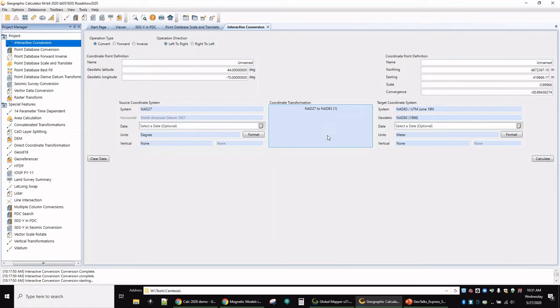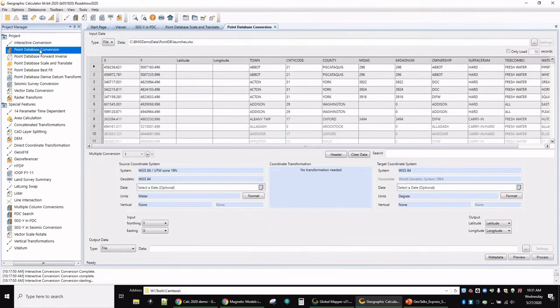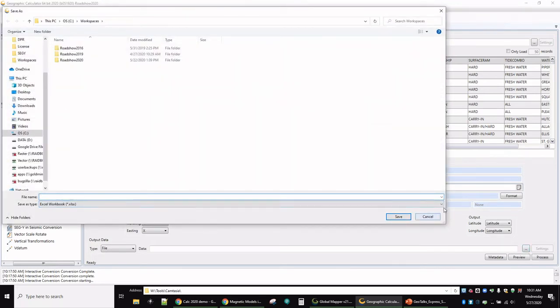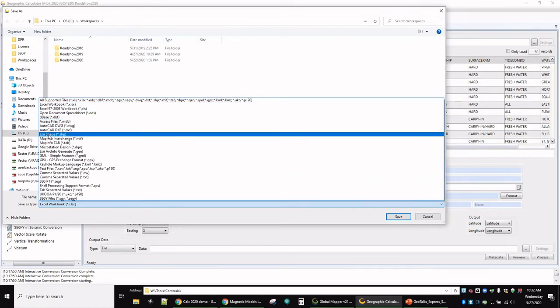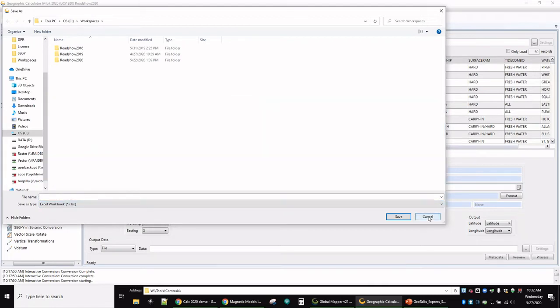All right. Sam, before we go on, I just noticed there was one question about converting a table to vector. So I'm just going to touch on that right now. Back to the point database conversion job, you'll notice that on the output, you can select Esri Shapefile as an output format. So you can convert one column of coordinates to the geometry in a shapefile, and then the other columns will come along as attributes. Okay, yeah, I definitely should have mentioned that.